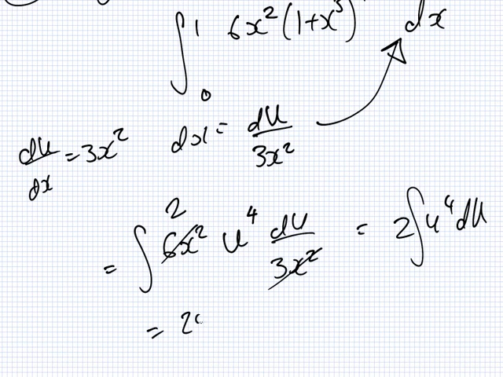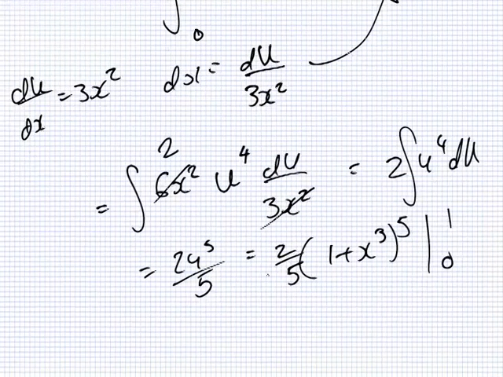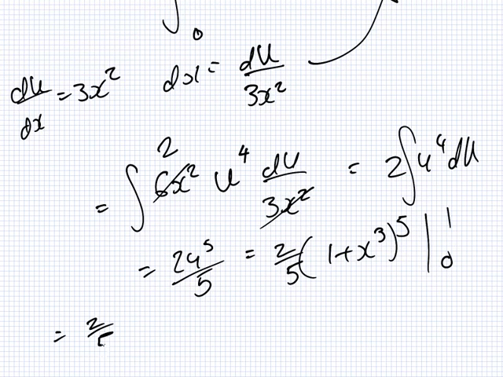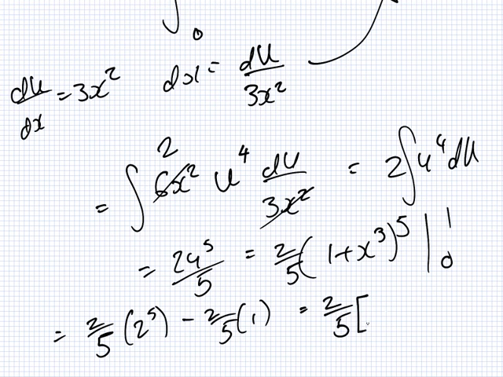So that would be 2u^5 over 5, which is 2/5 (1 plus x cubed) to the power 5 from 0 to 1. So that would be 2/5 times 2^5 minus 2/5 times 1. So that would be 2/5, 2/5 minus 1. Yeah, that's it then.